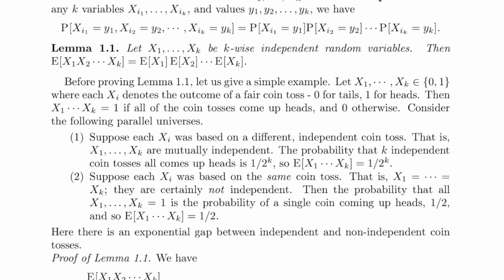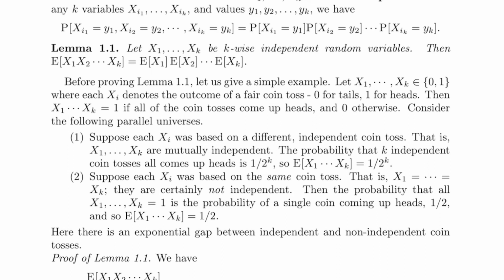Before proving Lemma 1.1, consider the following simple example. Let x1 through xk be 0,1 random variables where each xi denotes the outcome of a fair coin toss, 0 for tails and 1 for heads. Then x1 times through xk is equal to 1 if and only if all of the coin tosses come up heads and 0 otherwise. Consider the following parallel universes. Suppose each xi was based on a different independent coin toss. That is, x1 through xk are mutually independent.